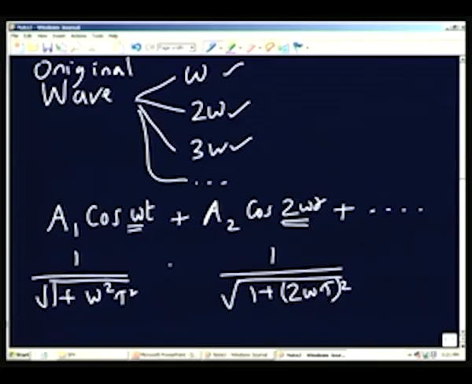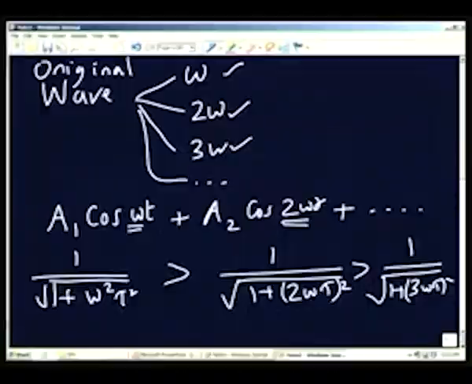That means that this is greater than this, and this will be greater than the third term, which will be 1 over 1 plus 3 omega tau whole square, and so on. That means that the different components of the waves present in the original wave are going to be attenuated, or the amplitude reduced, by different amounts. This one is less attenuated, this one is more attenuated, and so on, and therefore we will get a change in the shape of the wave. That is number 1.